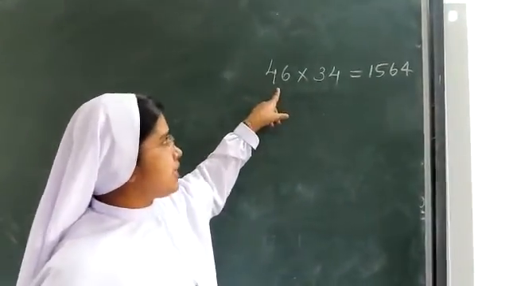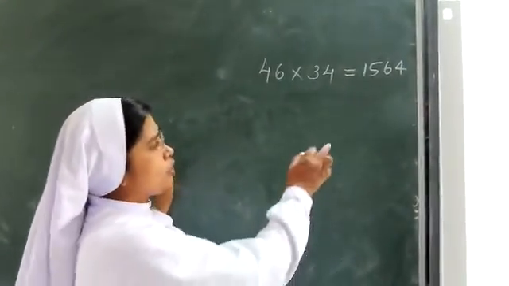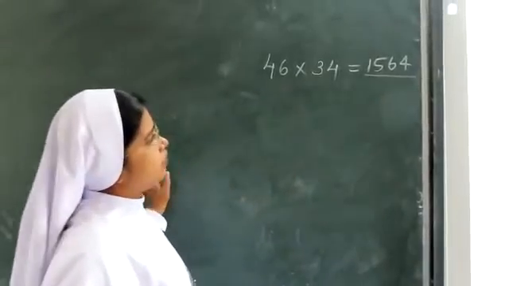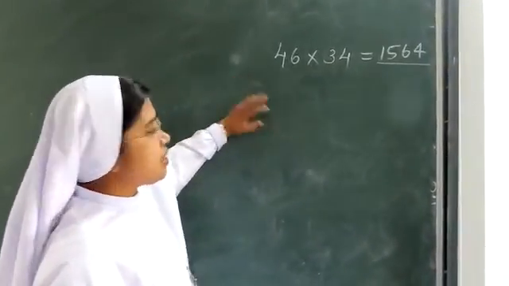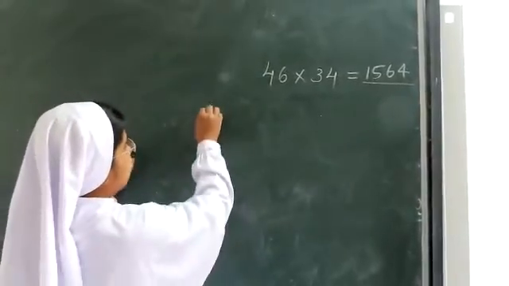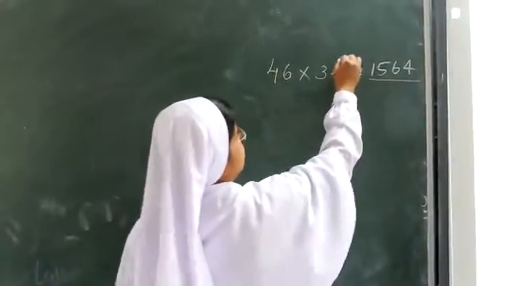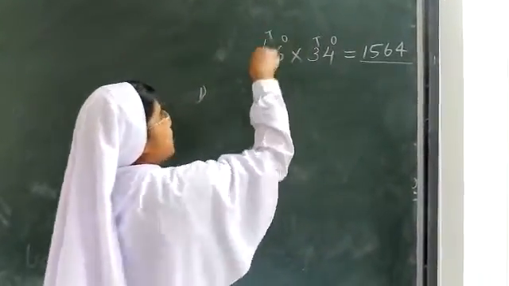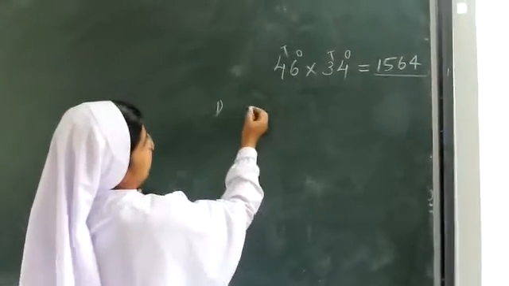Okay, the question was this: 46 into 34. When you multiply in the normal way, you get the answer 1564. Now, which method did we say? The first part: we have to take the numbers at the tens place. This is the ones place, this is the tens. Again, this is ones and this is tens. So both numbers at the tens place you have to multiply.